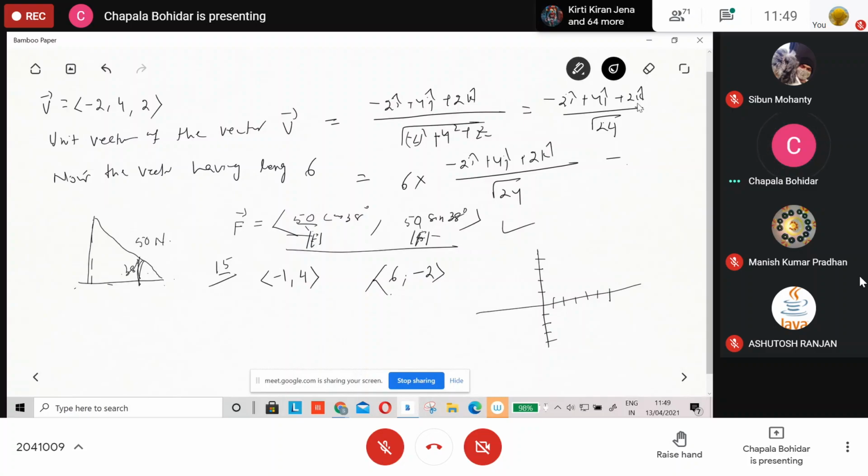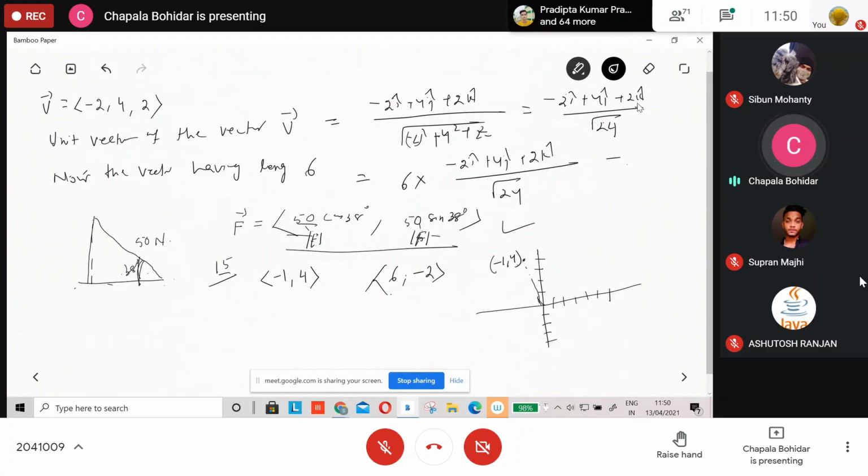I can join it like this. Here, here, this point is your minus 1, 4, or not? And if you write it in terms of vector, position vector, it is minus 1 i plus 4 j. Clear? It is clear to you or not? I am asking you.